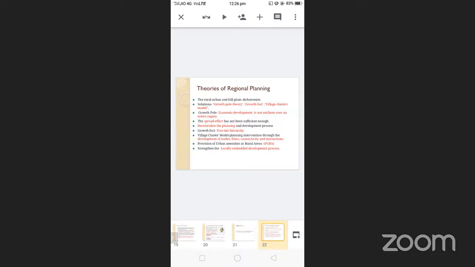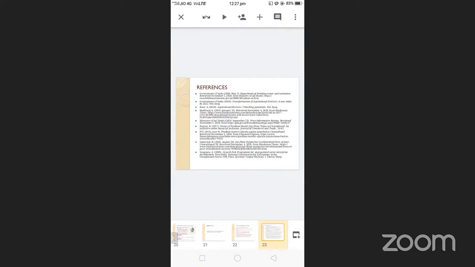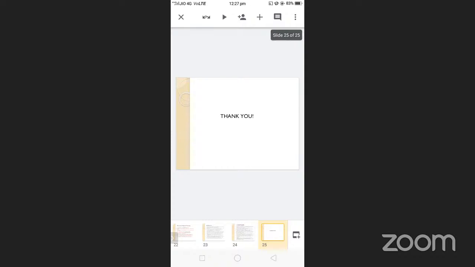So thus the devolution of power and planning impetus is needed to start the development of non-farm activities in the state. And lastly, strengthen the locally embedded development process to induce competitiveness among themselves and curtail regional disparities. These are the references. And thank you, everyone.